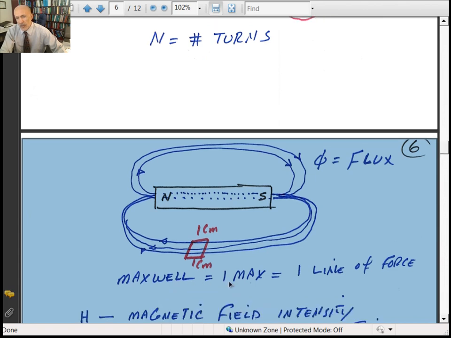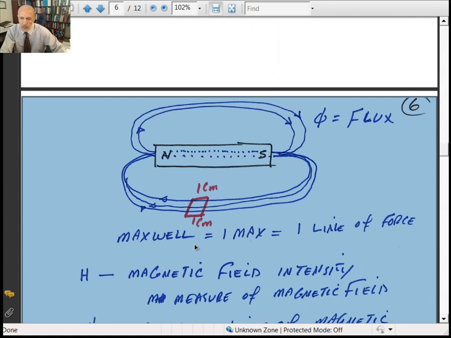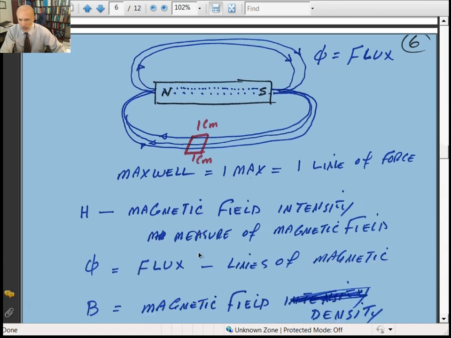Now, the unit for magnetic field intensity, H, in terms of Maxwells, which is the line of force, by definition, if you look at 1 square centimeter, then they give you a magnetic field density. There are actually three variables that we look at in magnetic field. One is the H, which we just talked about here. That's your magnetic field intensity, which is a measure of magnetic field. How much magnetic field do you have?